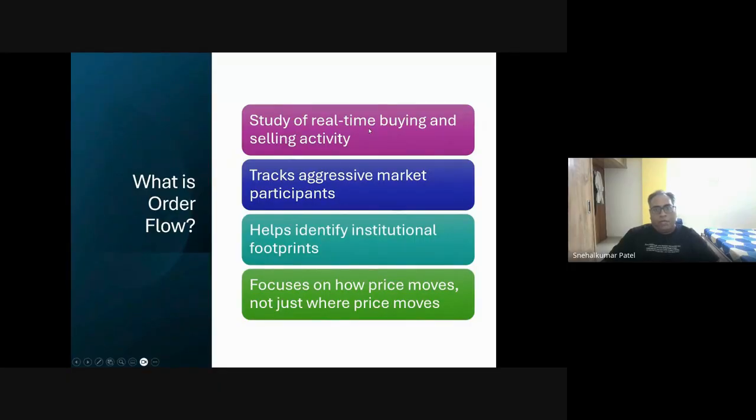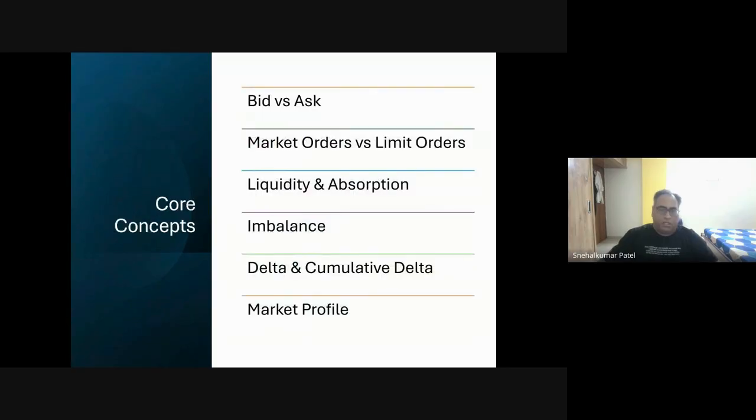So we will be looking at how the market participants are being tracked using the order flow. We will identify the institutional footprint using the order flow. And then we will look at how the price moves, not just where the price moves. We will understand why the price moves. So as I mentioned, these are the core concepts: bid versus ask. That's something that I just showed. Then we will understand what is market orders and what is limit orders.